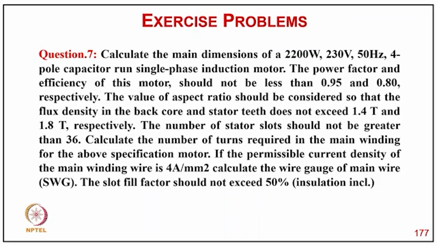Now question 7: calculate the main dimensions of a 220 watt, 230 volt, 4 pole capacitor run single phase induction motor. The power factor and efficiency of this motor should not be less than 0.95 and 0.8 respectively. The value of aspect ratio should be chosen so that the flux density in the back core and stator does not exceed 1.4 Tesla and 1.8 Tesla respectively. The number of stator slots should not be greater than 36. Calculate the number of turns required for the main winding for the above specification, and if the permissible current density of the main winding is 4 ampere per millimeter square, calculate the wire size of the main winding, standard wire gauge. The slot fill factor should not exceed 50%, including the insulation.